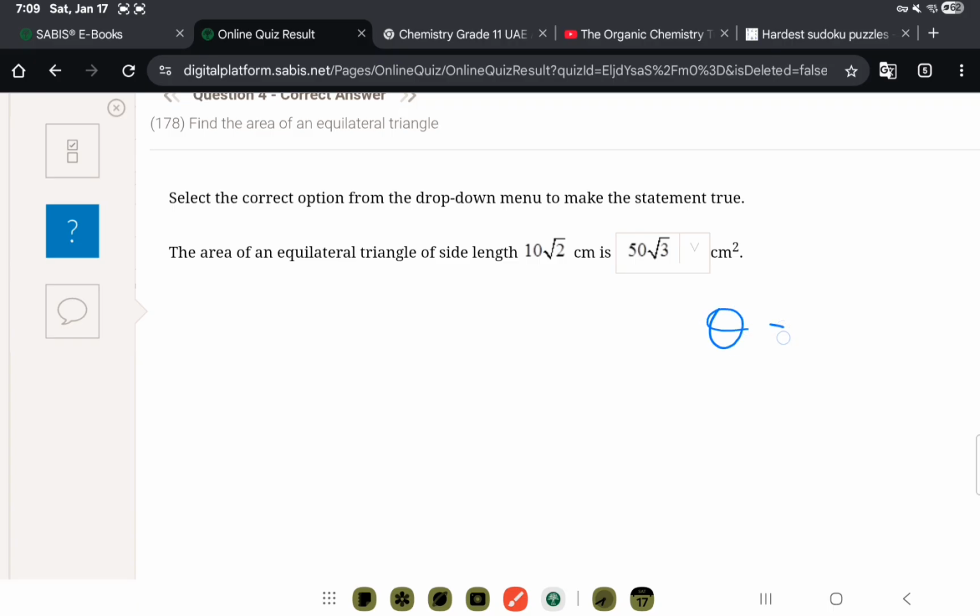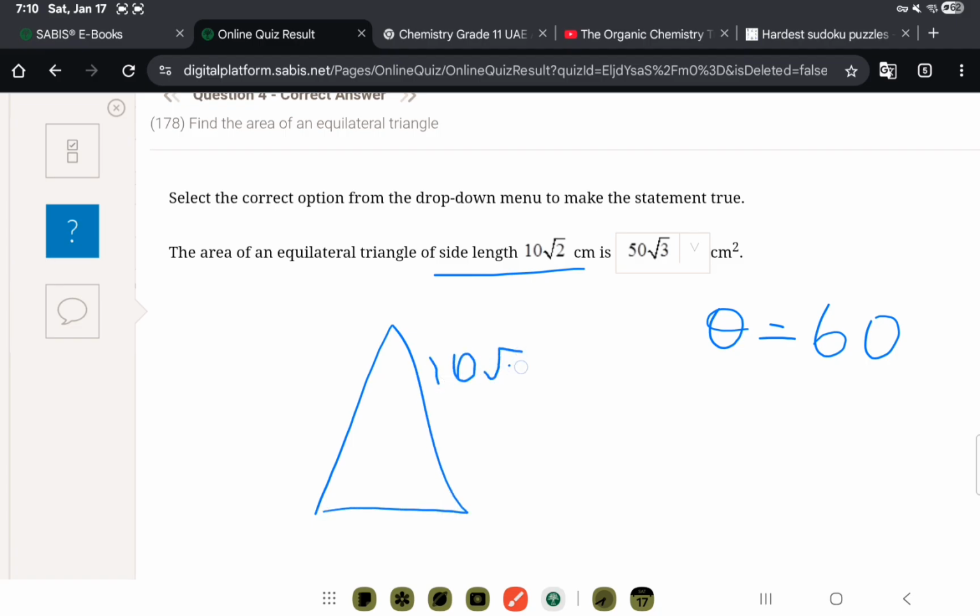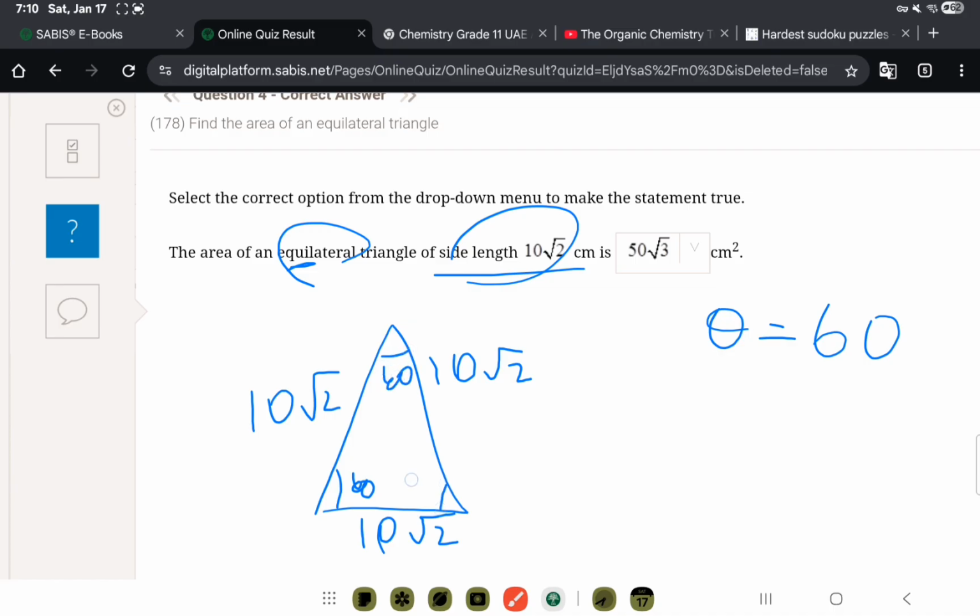So the angle is equal to 60, and we have the side length. Just going to represent it for you guys. 10 radical 2, 10 radical 2, and 10 radical 2. They all have the same length because they're equilateral. It's in the name, equal. And here's 60, here's 60, here's 60. Now, what formula did you take? You took the 1 over 2, and you can choose any angle you want, so you can choose this one.